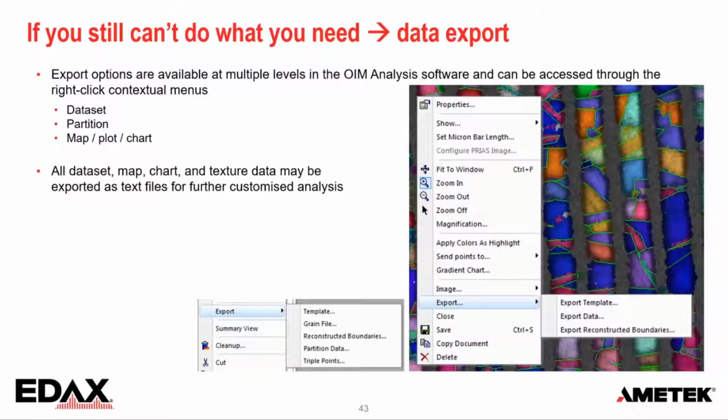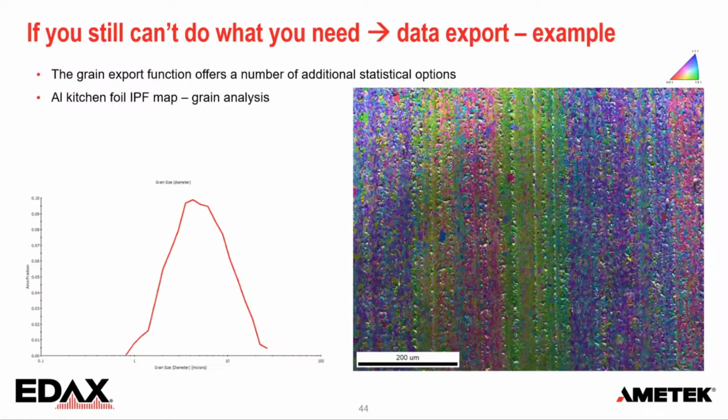If there are still things you want to do that you cannot find in the software, you can ask us. In many cases, there are lots of functions in there that you may not have found yet. Just feel free to ask. But if there is something that we have not implemented in the software, you can export everything. So you can export the data, boundaries, reconstructed boundaries, as we see here, they're vectorized, triple points, and grain file, lots of information, because all the raw data is available.